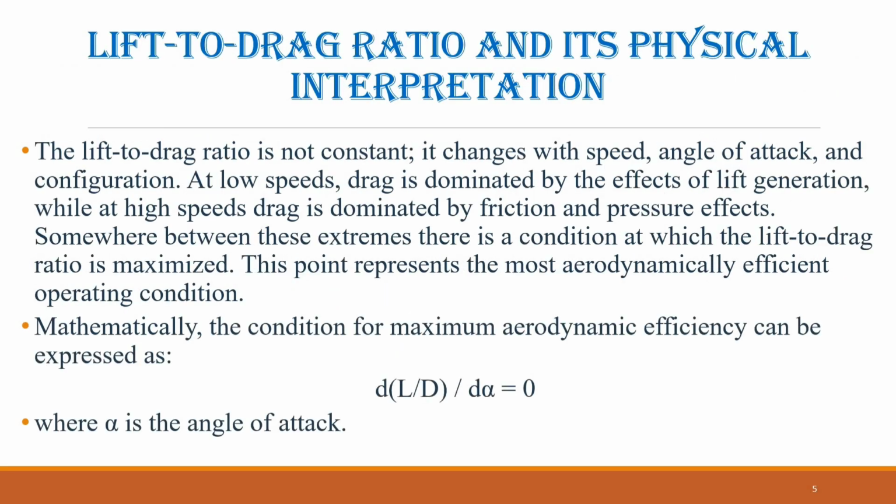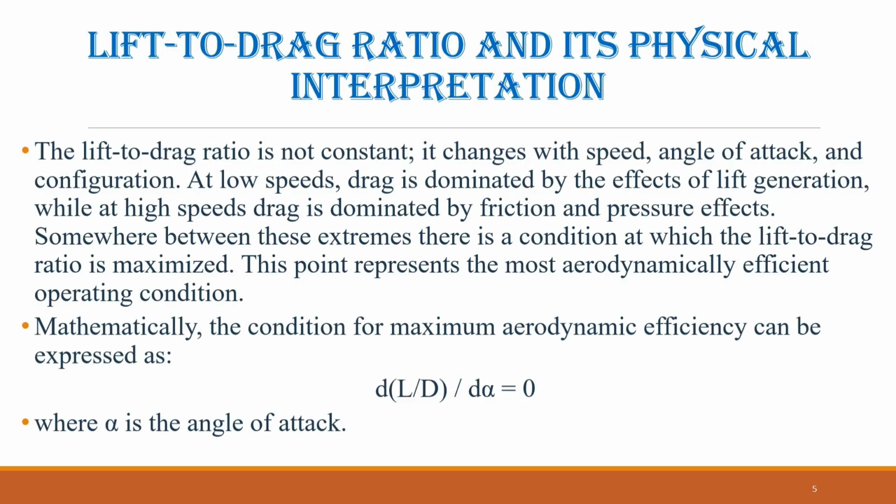Lift-to-drag ratio and its physical interpretation. The lift-to-drag ratio is not constant. It changes with speed, angle of attack, and configuration. At low speeds, drag is dominated by the effects of lift generation, while at high speeds drag is dominated by friction and pressure effects. Somewhere between these extremes, there is a condition at which the lift-to-drag ratio is maximized. This point represents the most aerodynamically efficient operating condition.